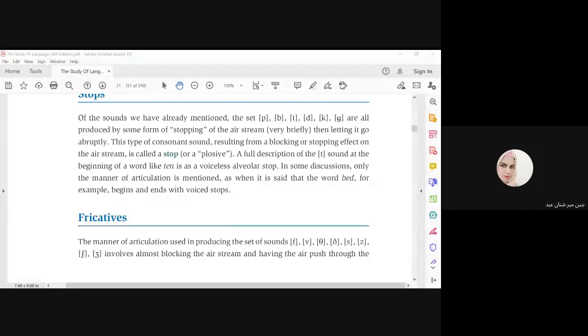Fricatives are consonant sounds which are formed by narrowing the vocal tract, causing friction as the air passes through it, like the sounds f, v, th, s, z. Yes, thank you so much.